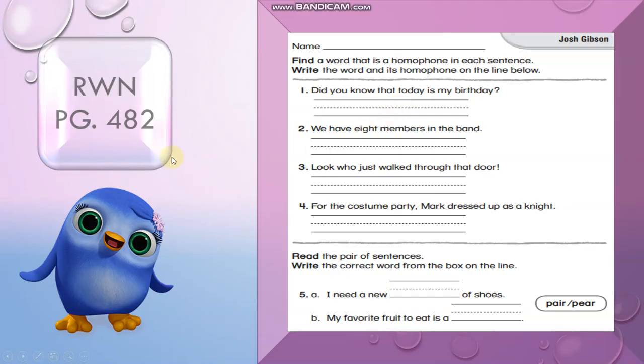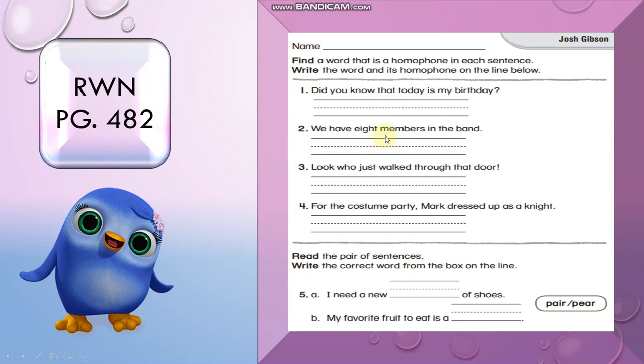Go to your notebook page 482, get your pencils ready, and let's apply the skills we learned. Find a word that is a homophone in each sentence. You know what a homophone is now, words which sound the same but have different meanings. Write the word and its homophone on the line below. So you will pair up the word and its homophone. Did you know that today is my birthday? Which word do you think has a similar sounding word buddy? Think about it and write those words right here.